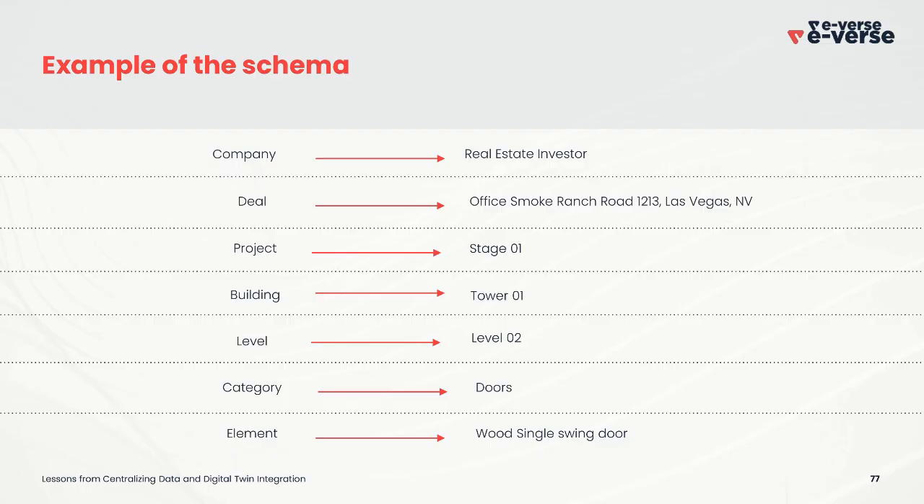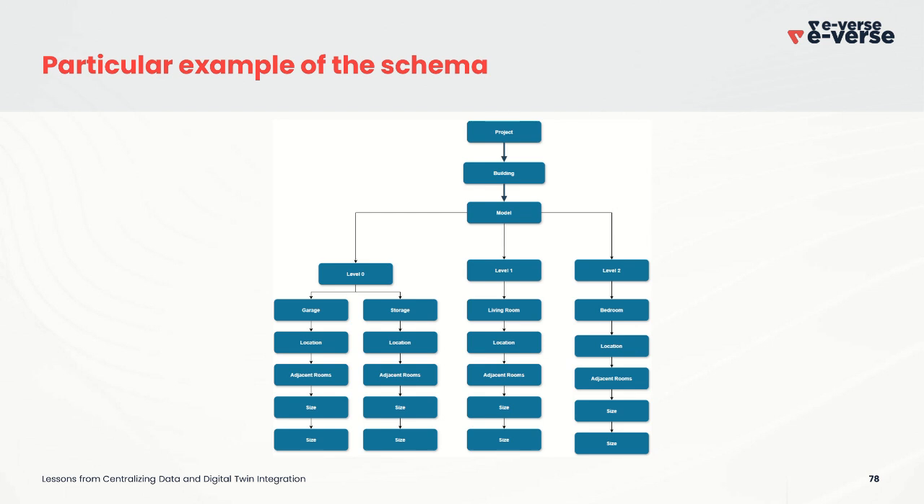where we could have relationships between, for example, a company who's a real estate investor, the deal, where it's located, the project, the stage of the project, the building, a level, category, element. So we could go through the hierarchy and ask questions like, hey, what company is working on this specific element, right? Given that we had the relationship of the whole tree, we could easily analyze data on multiple levels, which was really interesting.